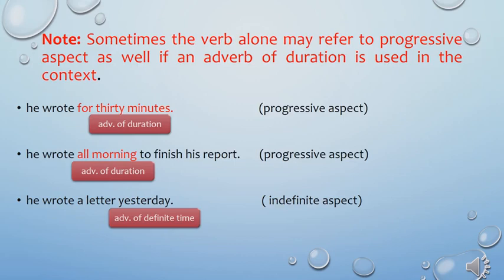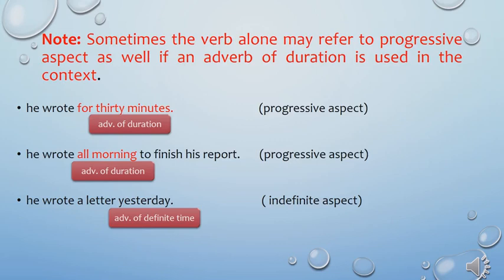For is an adverb of duration when it is followed by time, for 30 minutes. It is an adverb of duration. It indicates that the action of writing continues for 30 minutes. Because we have an adverb of duration and the action continues for 30 minutes, it means that the aspect of wrote is not a simple aspect, is not an indefinite aspect. It is a progressive aspect.